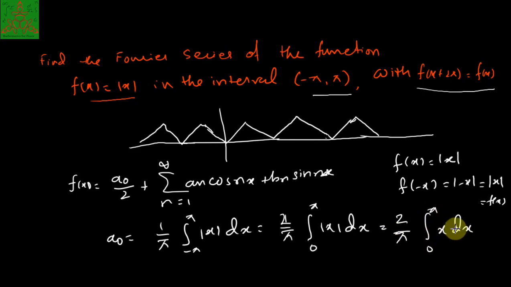And if you integrate this x, we have 2 by pi times x square by 2 from 0 to pi. So finally the 2 will get cancelled out, one pi is also cancelled out, and we will have pi as the answer. So the value of a0 is pi.